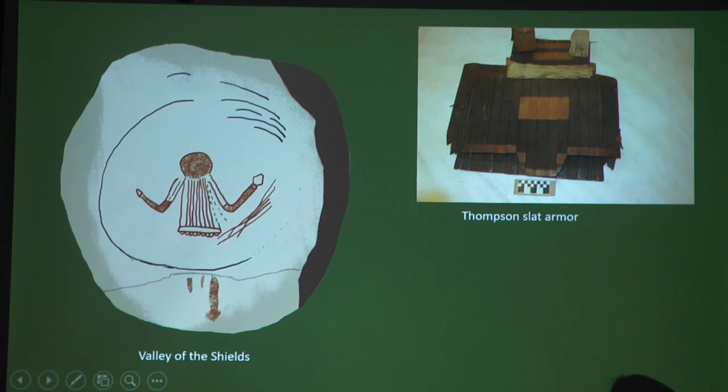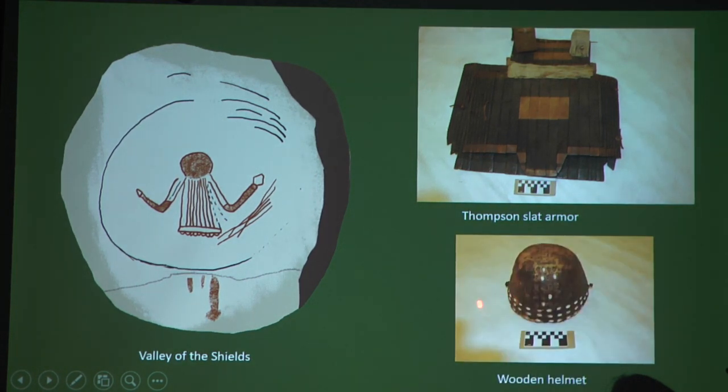The Thompson tribe lived in southern British Columbia, west of the Flathead and Pend Oreille. We think there's some possibility that they may have visited Valley of the Shields, and either someone put their image up there, or they themselves put it up there. More likely someone else put their image up there. Here's the helmets that they wore with that slat armor, these burls that were carved out into wooden helmets. And we got that same sort of thing going on here.